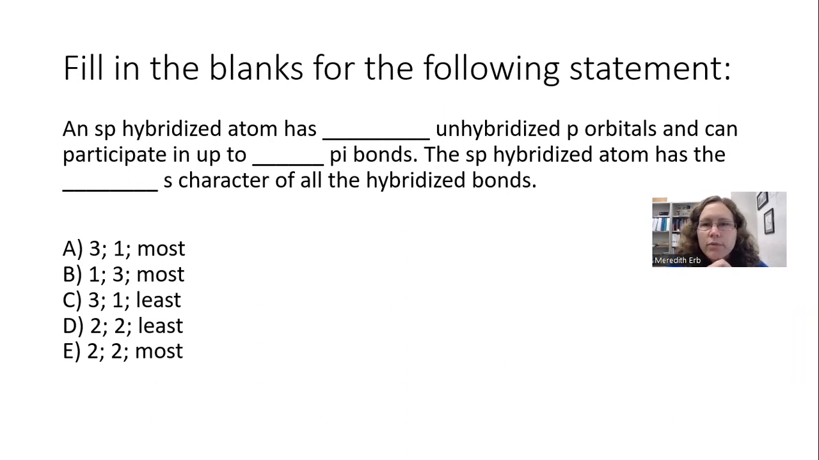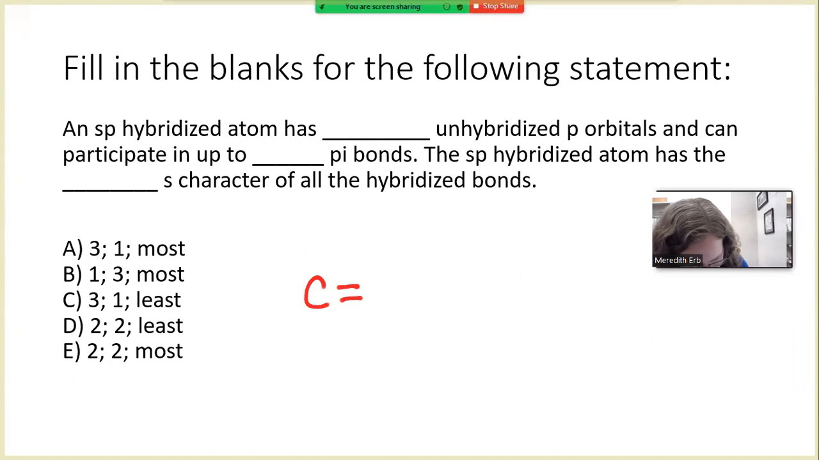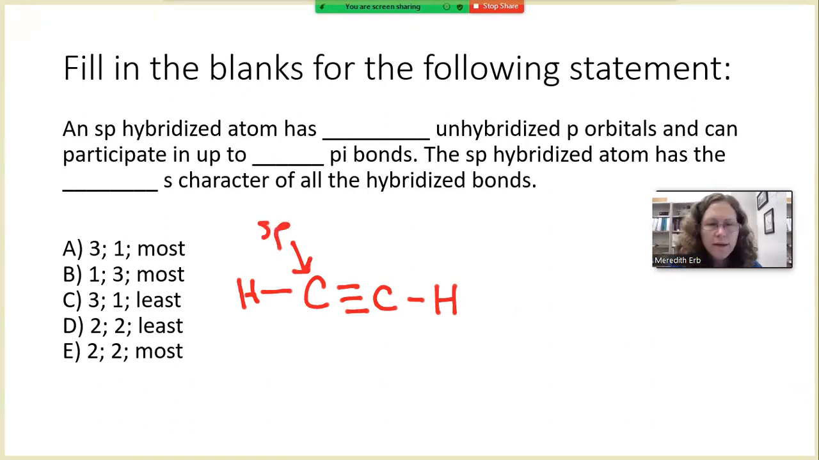So let's take a look at what we're discussing here. sp hybridized atoms. It might help if you give yourself a visual when thinking about this. A really typical example of an sp hybridized atom is, say, this carbon right here. It participates in a triple bond. So the first part of this question says, an sp hybridized atom has blank unhybridized p orbitals.